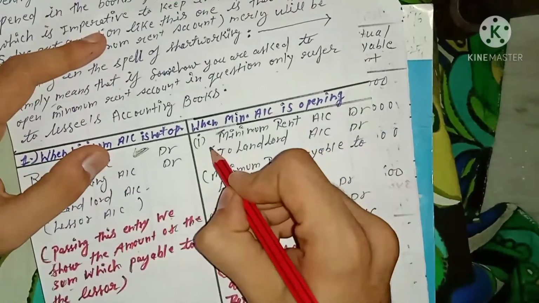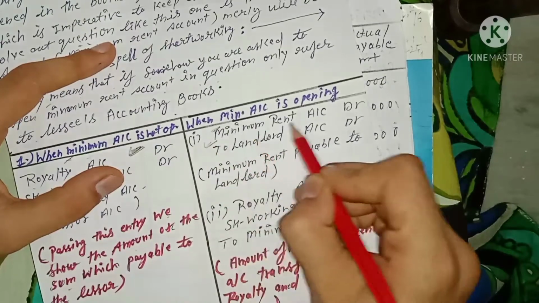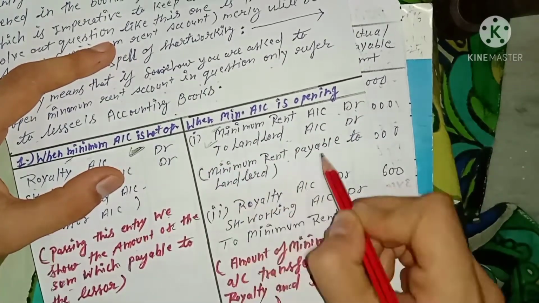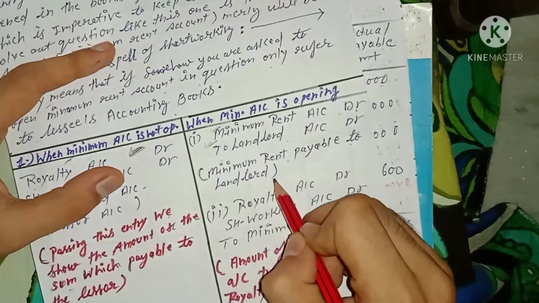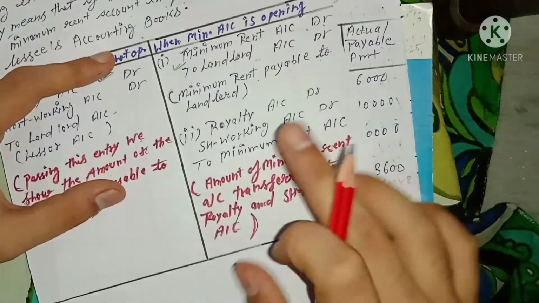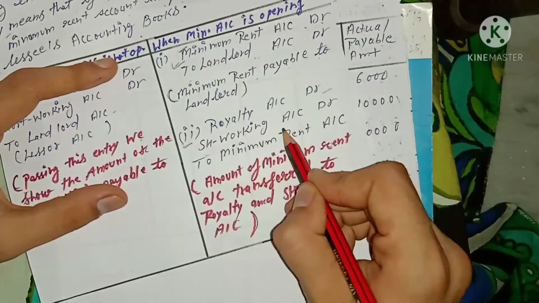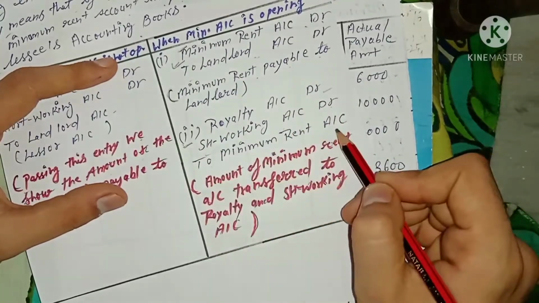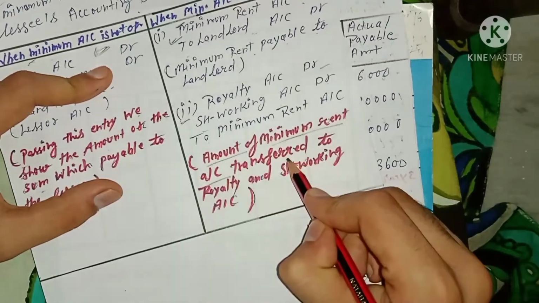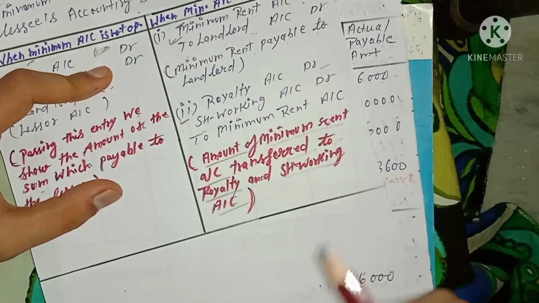And here, if we are asked to open minimum rent account by the examiner, we simply have to do minimum rent account debit to the landlord, the lessor, which shows the minimum rent amount payable to the lessor directly, only the minimum rent amount, not the royalty amount. By passing the second entry, royalty account debit, short working debit, to minimum rent account, whatever amount of minimum rent account is transferred to the royalty and short working accounts.